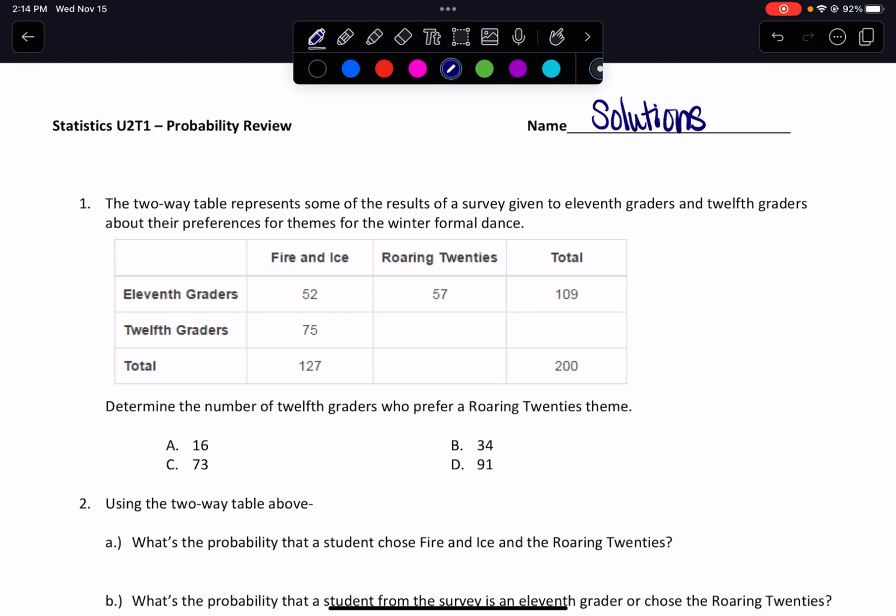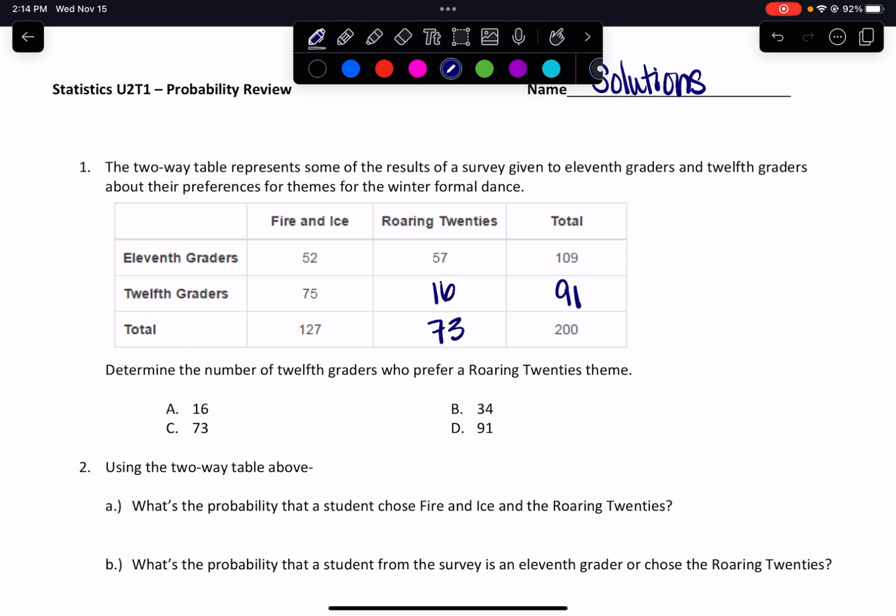Okay, so for this two-way table to fill it in, I know I have 200 at the total, and I have 109 11th graders, so that makes 91 12th graders. Of those 91 12th graders, I know 75 like fire and ice. So that means that 16 like the roaring 20s. And then 57 plus 16 in the roaring 20s equals 73. And if you check it, it should all add up to 200. So the first question says, determine the number of 12th graders who prefer the roaring 20s theme, which we just calculated to be 16. So that is answer choice A.